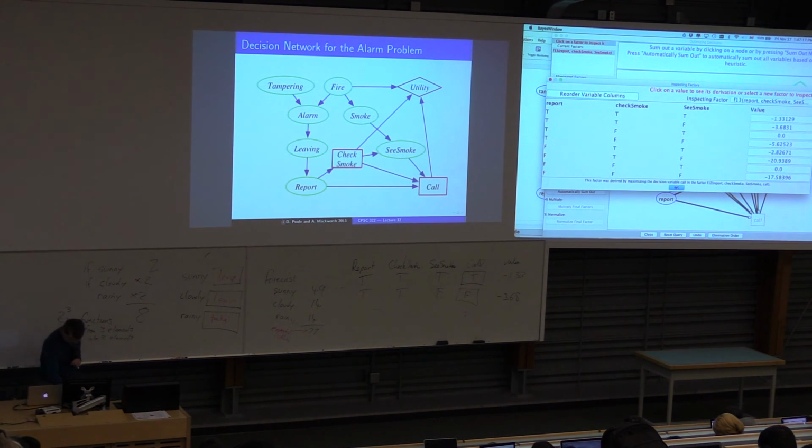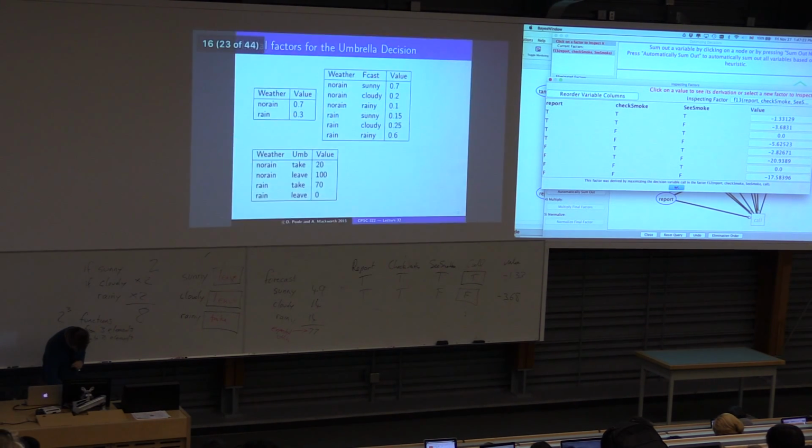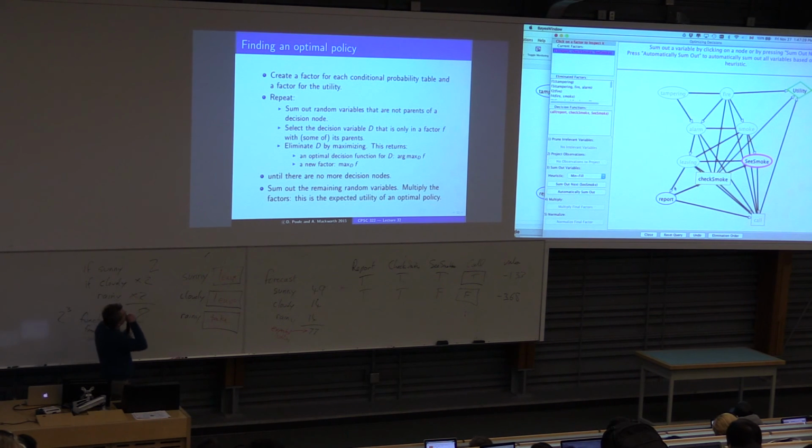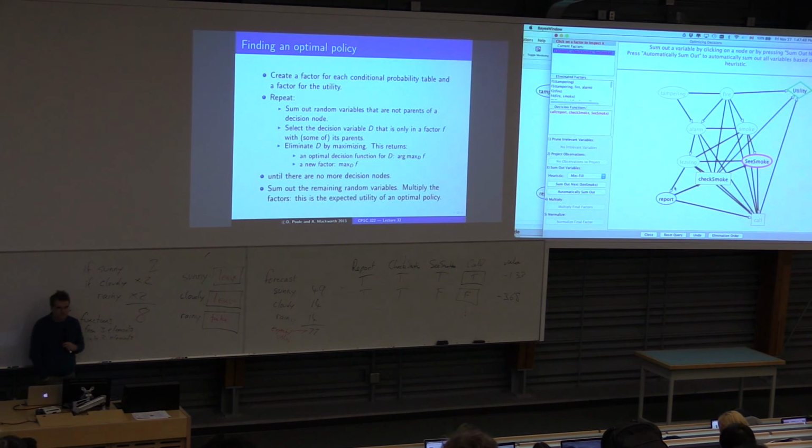Let's go back here. All right, so where are we up to? What have we got to do now? We've eliminated D by maximizing. There are still more decision nodes, right? So we've got to sum out a random variable that's not a parent of a decision node. What should I sum out? Right, I'm going to sum out C smoke.